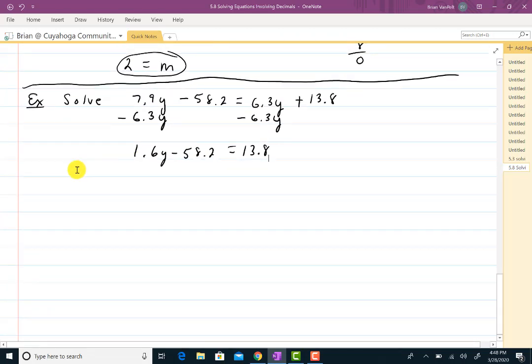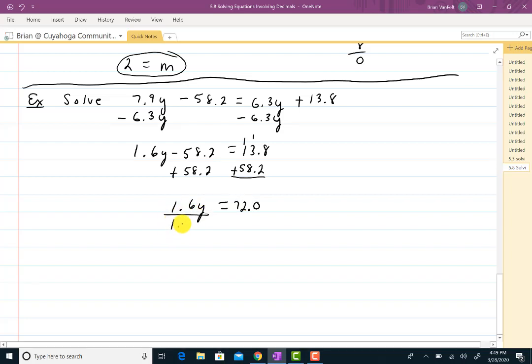Now it's a two-step problem. The first thing I'll do is add 58.2 to both sides. And I'll get 1.6y equals, this one again I can do column by column right there. The way I set it up was nice. The 8 plus 2 will give me a 0. And then I'll put a 1 up here for carryover, put my decimal. 1 plus 3 is 4, plus 8 is 12. I have to carry over again, and then 7. So I get 1.6y equals 72.0.